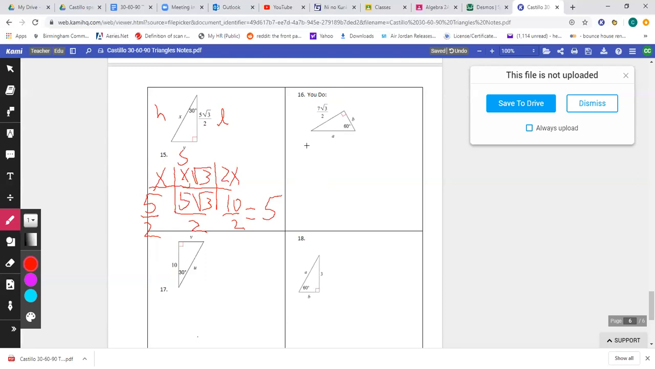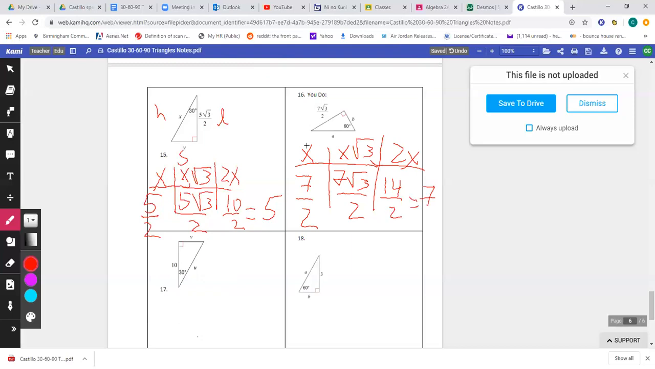Okay. So once again, I'm going to show that example one more time. If this is 7 root 3 over 2, if there's a root 3 over here, I know this would just be 7 halves. And then if I double that, 7 times 2 is 14 over 2. And this would just be 7.